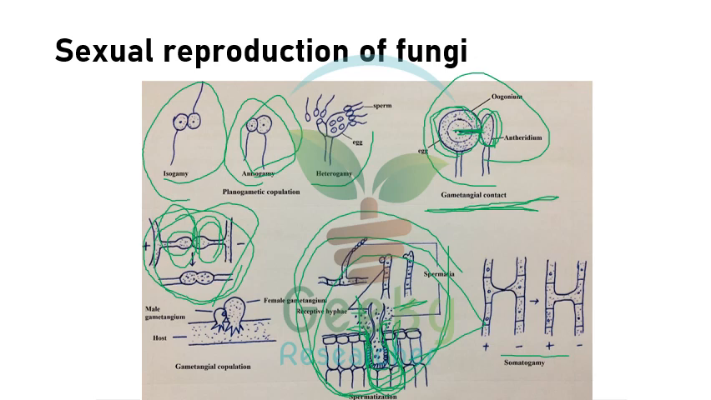The last one is somatogamy. The fusion of vegetative cells or somatic cells is called somatogamy. We can observe this especially in some Basidiomycota group of fungi, like Agaricus, Peziza, something like that. So this is about sexual and asexual reproduction.